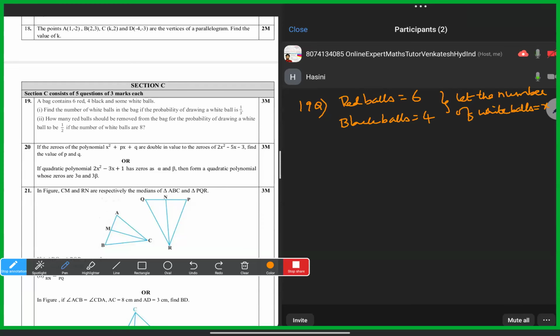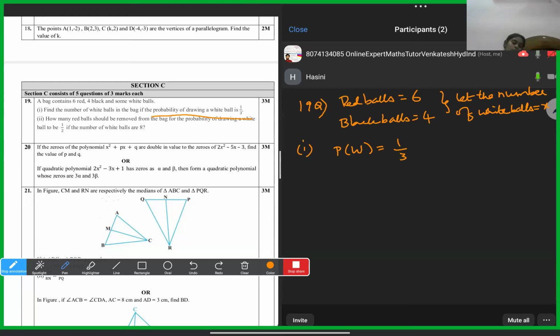Okay. Now Hasni, to find that, they will definitely give some condition, some known thing, then only we can frame an equation. So here the first question is: find the number of white balls in the bag if the probability of drawing a white ball is 1/3. That means they gave the probability of the white ball already to frame an equation.